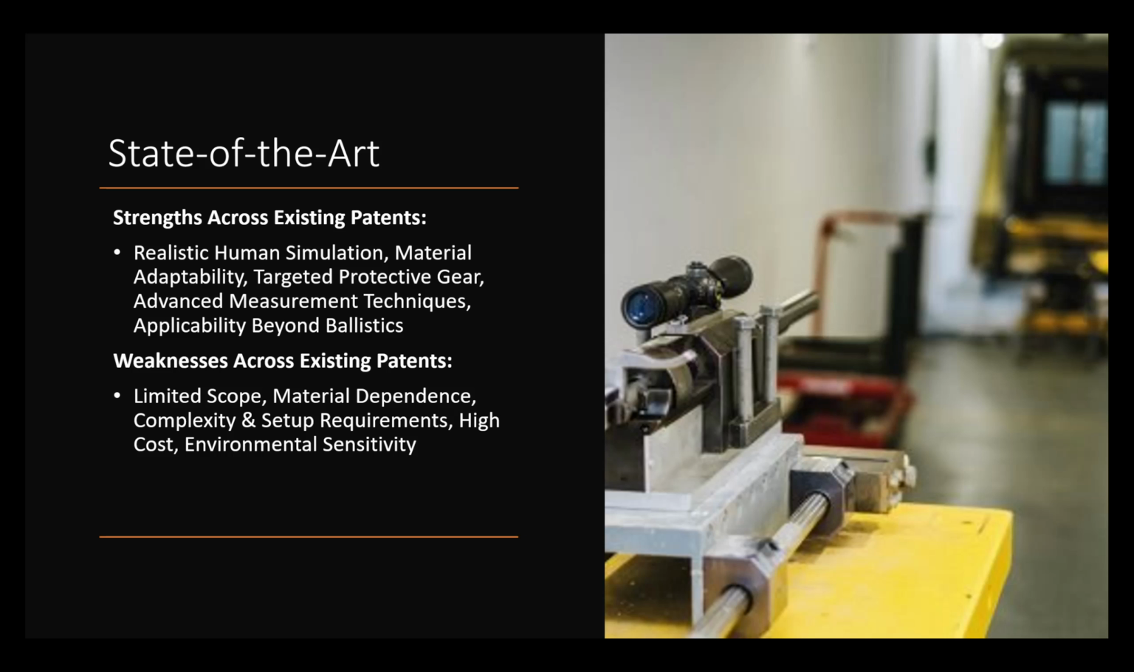Some of the weaknesses that we found were that some of those things were limited in scope. A lot of them were really only for extremities, such as arms or legs, or just the center mass on the torso. Some relied entirely on the material, such as reusable ballistics gel, or had to be particularly calibrated ballistics gel. The complexity and sub requirements, obviously, when you're talking about highly advanced things, are very difficult to implement in the field. And a lot of these things are very high cost.